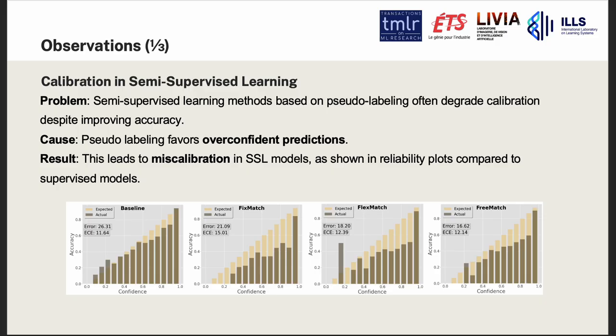Let's start with the problem at hand. Semi-supervised learning methods, especially those based on pseudo-labeling, often improve accuracy but degrade model calibration. This was the first observation we had. The primary cause of this degradation is that pseudo-labeling tends to favor overconfident predictions. This results in miscalibration as seen in our reliability plots when compared to the supervised baseline, which was trained on the same amount of labeled data as the other three state-of-the-art methods: FixMatch, FlexMatch, and FreeMatch.